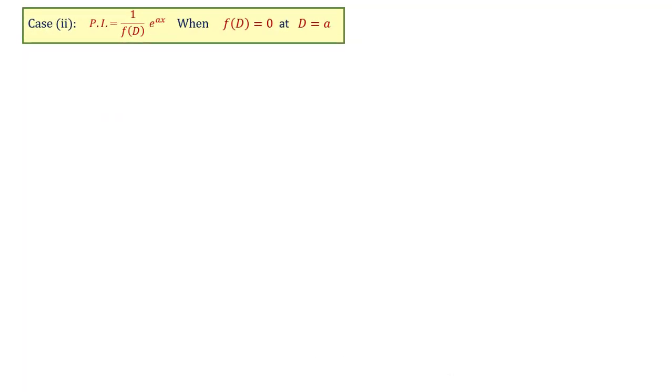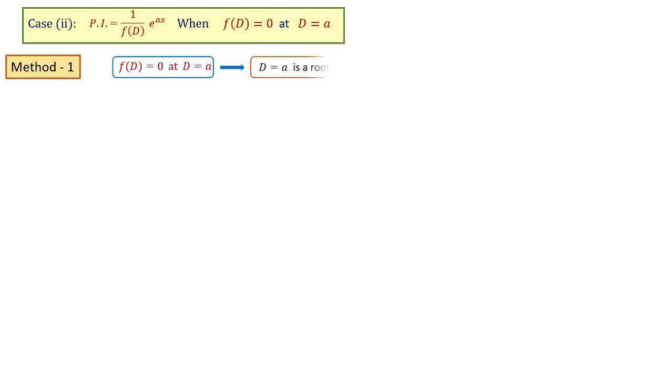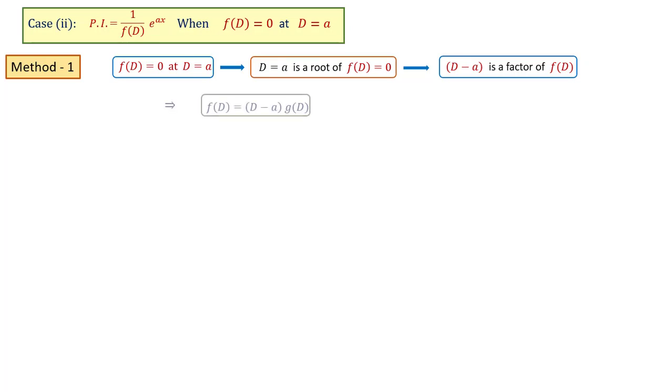Case 2. When f(D) is equal to 0 at D is equal to a. Here we will discuss two methods to find the particular integral. Method first. If f(D) is equal to 0 at D is equal to a, it means D is equal to a is a root of f(D) is equal to 0. So D minus a is a factor of f(D). Therefore f(D) can be written as (D minus a) g(D), where g(D) is not equal to 0 at D is equal to a.